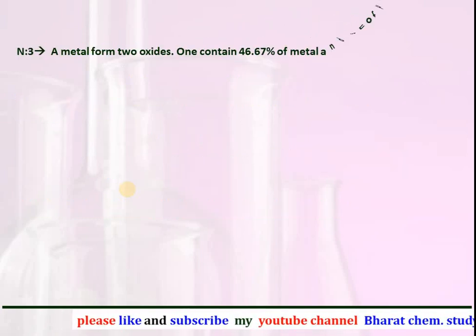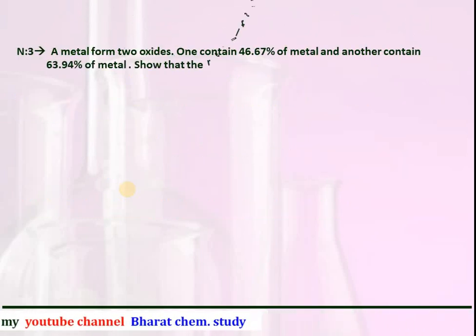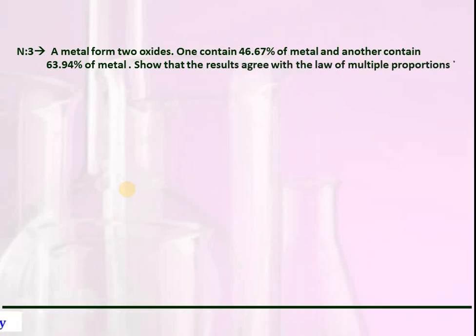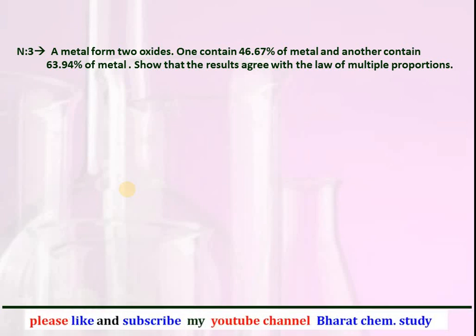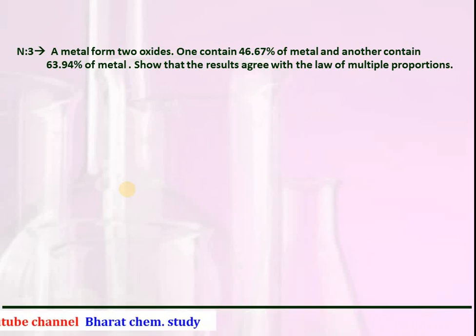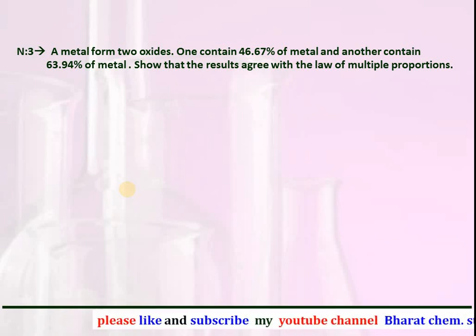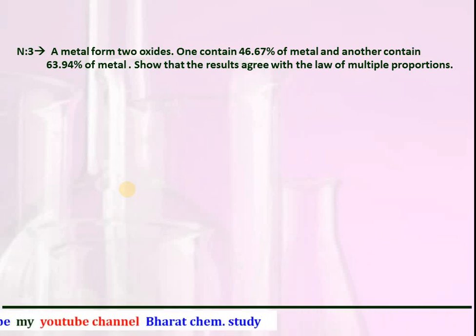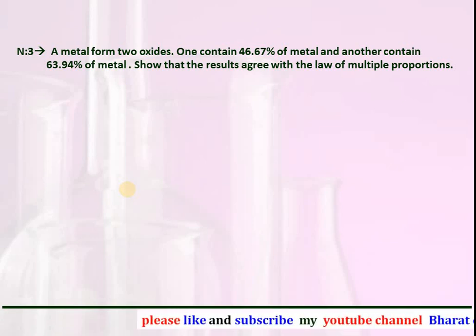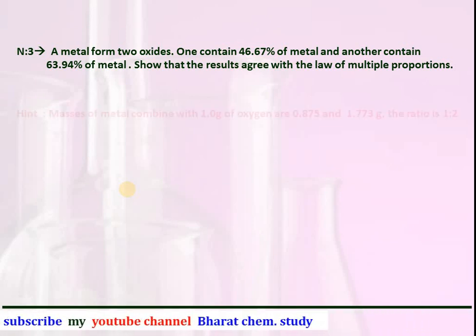One more numerical. A metal forms two oxides. One contains 46.67% of metal and another contains 63.94% of metal. So the percentage we can convert to gram, and to calculate the mass of the remaining oxygen, we have to subtract the mass of the metal from 100. So here in this experiment, again we have to show that this data is in agreement with the law of multiple proportion.